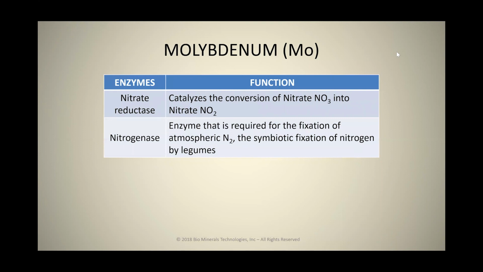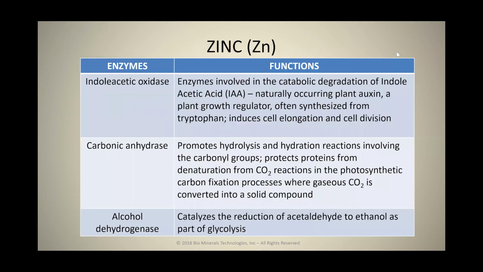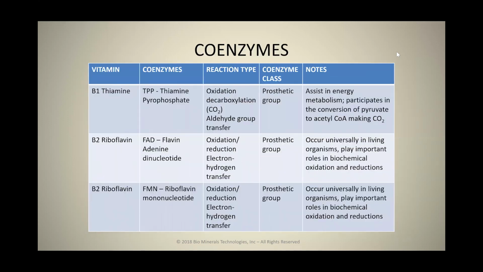Molybdenum runs the nitrate reductase and the nitrogenase enzymes that fix atmospheric gas into soluble nitrogen for legumes. Zinc runs over 300 enzymes. Coenzymes are your vitamins, vitamin B1, B2, and so on. And you can look at the coenzyme, the reaction group, the type, and then the notes of what they're doing.